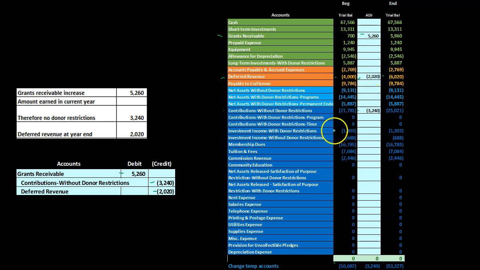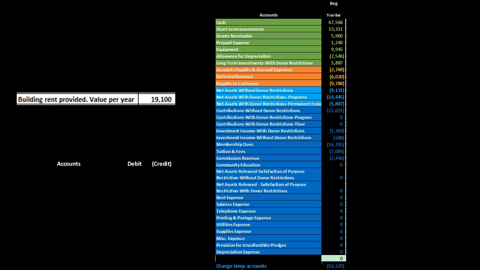So the deferred revenue goes up, and that means we also had an increase down here in the change in the temporary accounts, the net income type of number, the change in net assets type of number. And that's, of course, all of these dark blue numbers. The change was an increase in the contributions, which means that there's an increase to the net income type number as well. Next transaction. We have building rent provided.